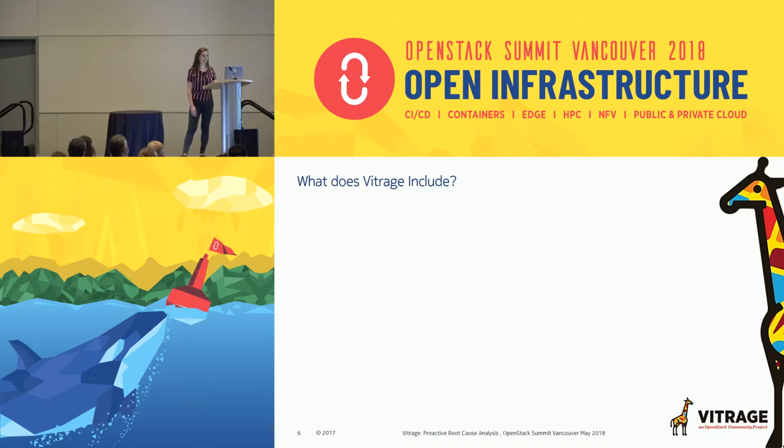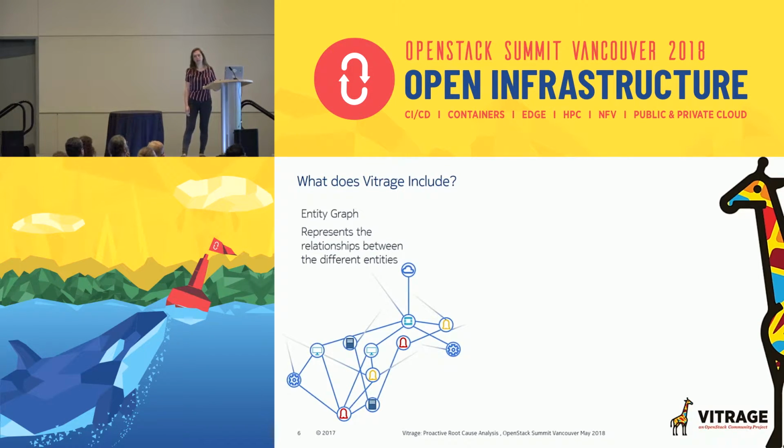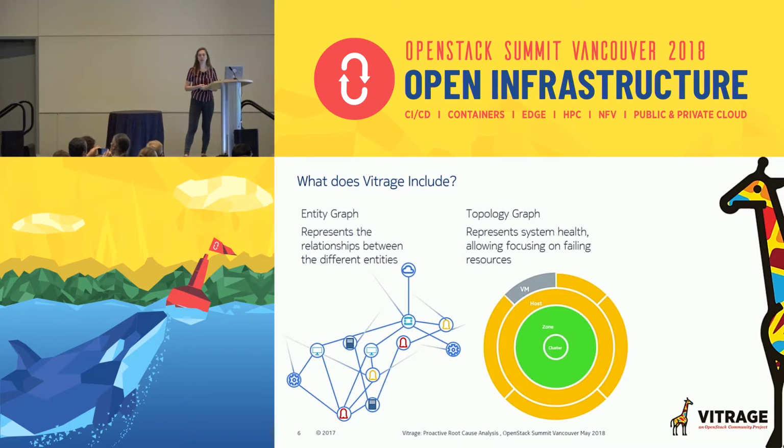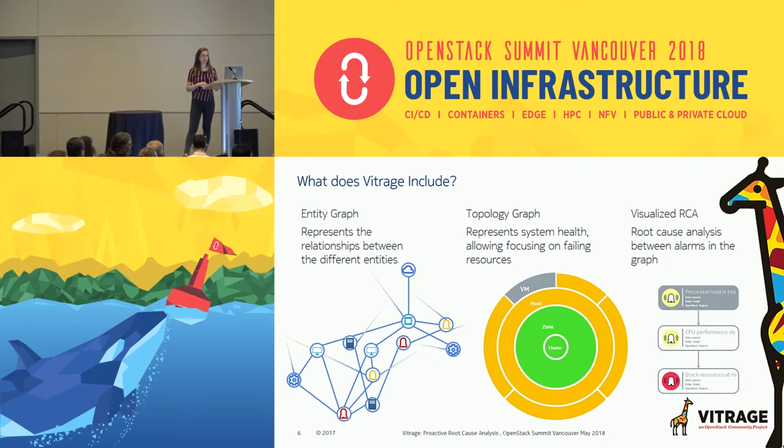What is basically in the Vitrage UI and the API? We have the entity graph, as I mentioned. It's a graph of all the entities in your cloud, and it also contains the alarms in the system. We have the topology graph that helps you focus on the failing resources in your system. And we have the visualized RCA, the connection between alarms and the analysis of which alarm caused which alarm in the system.